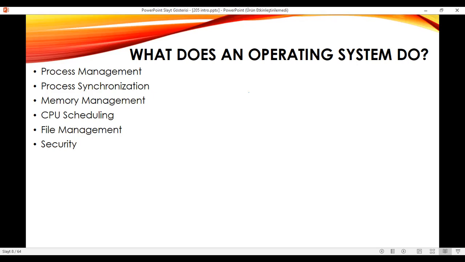Process synchronization is something like this: think about two processes that want to use the same resource. In this kind of situation, the operating system should make a synchronization. Which one will be first? Which one will be second? Of course, in reality, it is much more complicated.